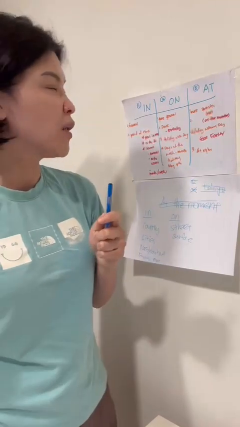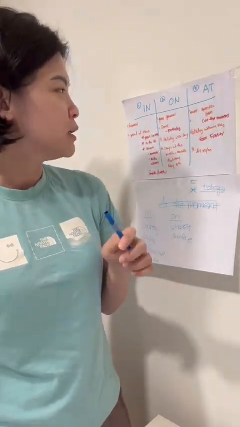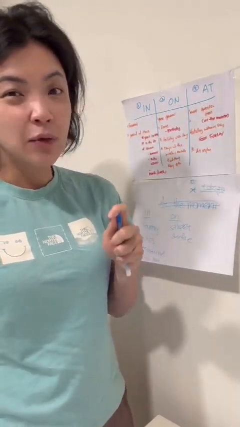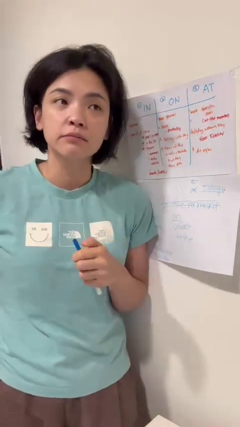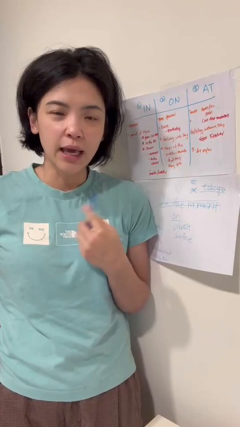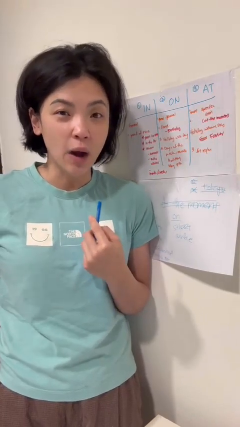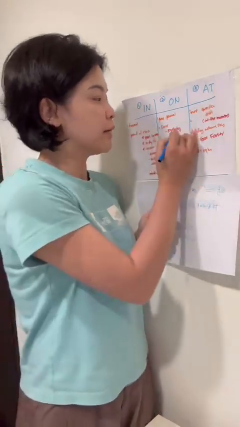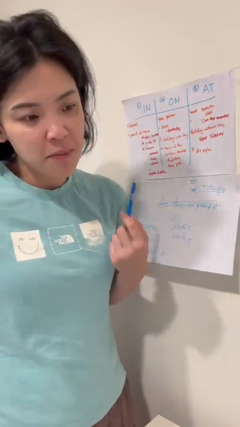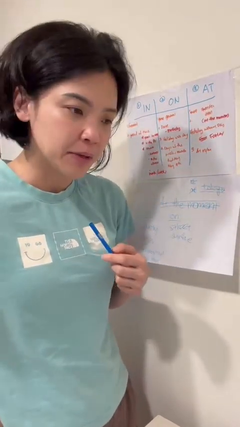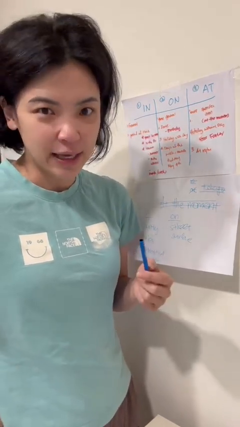So let's move on. On is quite general. It can also be applied to time and date. For instance, on my birthday, like any celebration ending with day, all right? On my birthday, I made 20 cupcakes, or on Easter Day, all right?